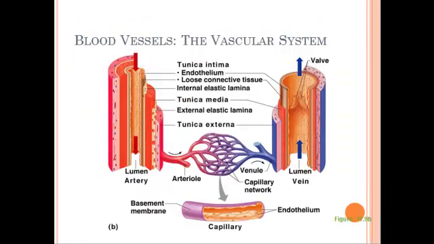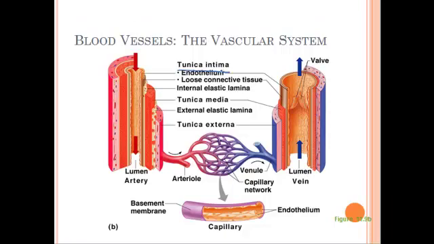So let's look at the difference between arteries and veins. There are some similarities, but there are some differences as well. First of all, blood vessels have three main parts. The very inner layer of the blood vessel is called the tunica intima. This is a very thin layer. It's an epithelial layer, one single layer of epithelial cells, with a very smooth surface.